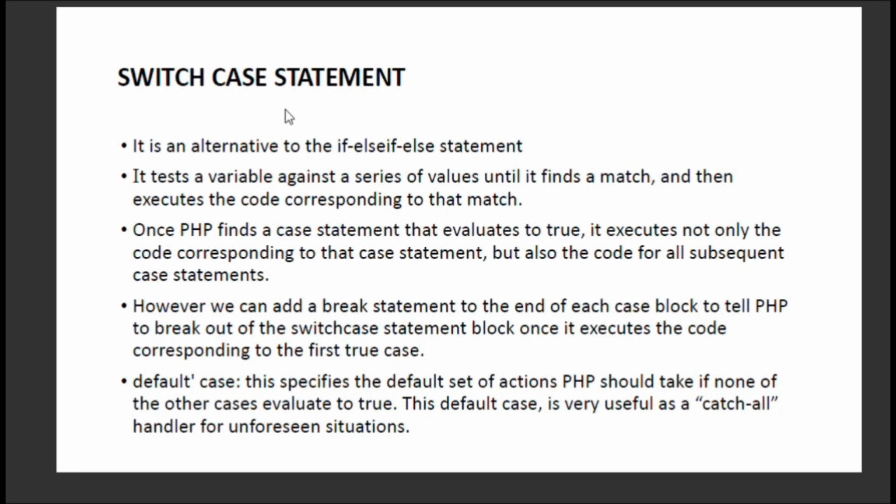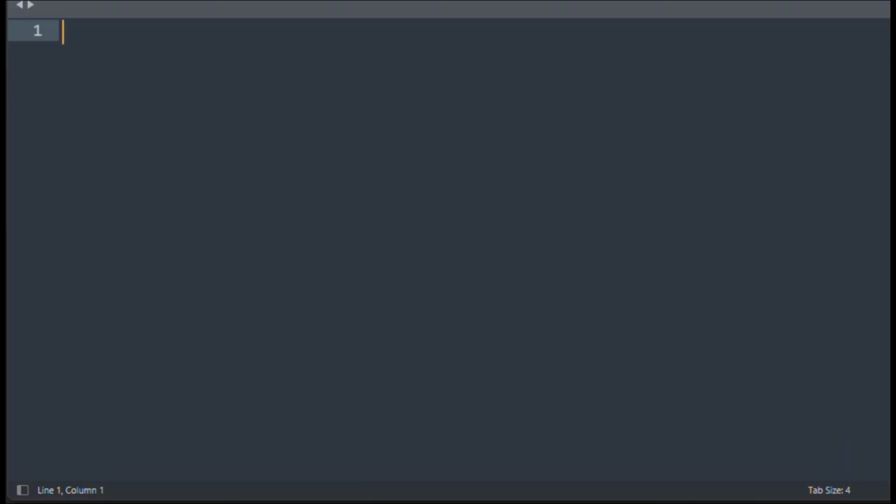Switch case statement. It is an alternative to an else if statement. Means we can check multiple conditions using the cases. It tests a variable against a series of values until it finds a match, and then executes the code corresponding to that match. I will tell you the example so you can understand it better. Then only I will explain this. Now I will go to the Sublime Text.